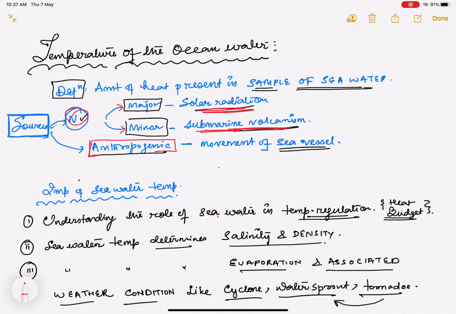Next, we have the anthropogenic source, which is nothing but the movement of sea vessels. What are sea vessels? Sea vessels means ships, trawlers. They also add to the temperature of the water.